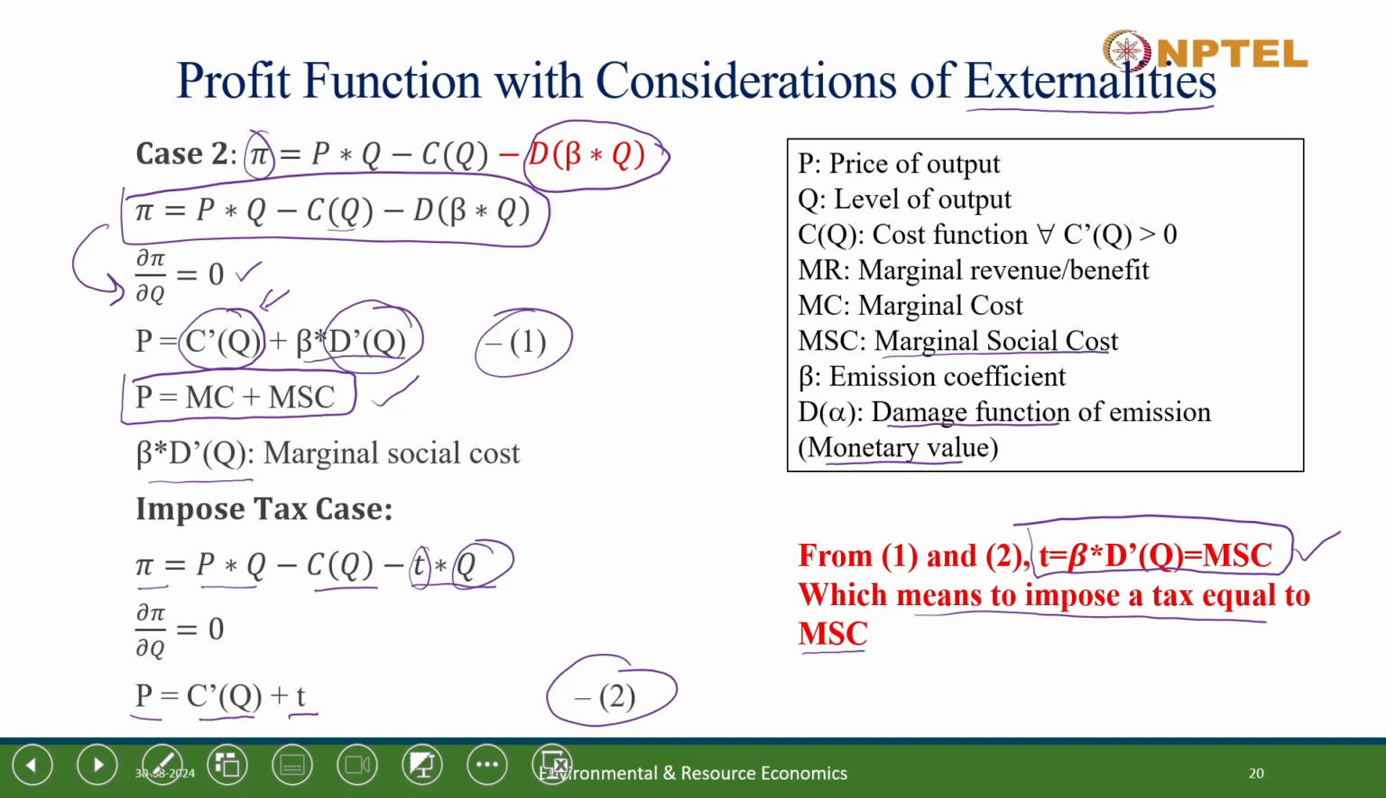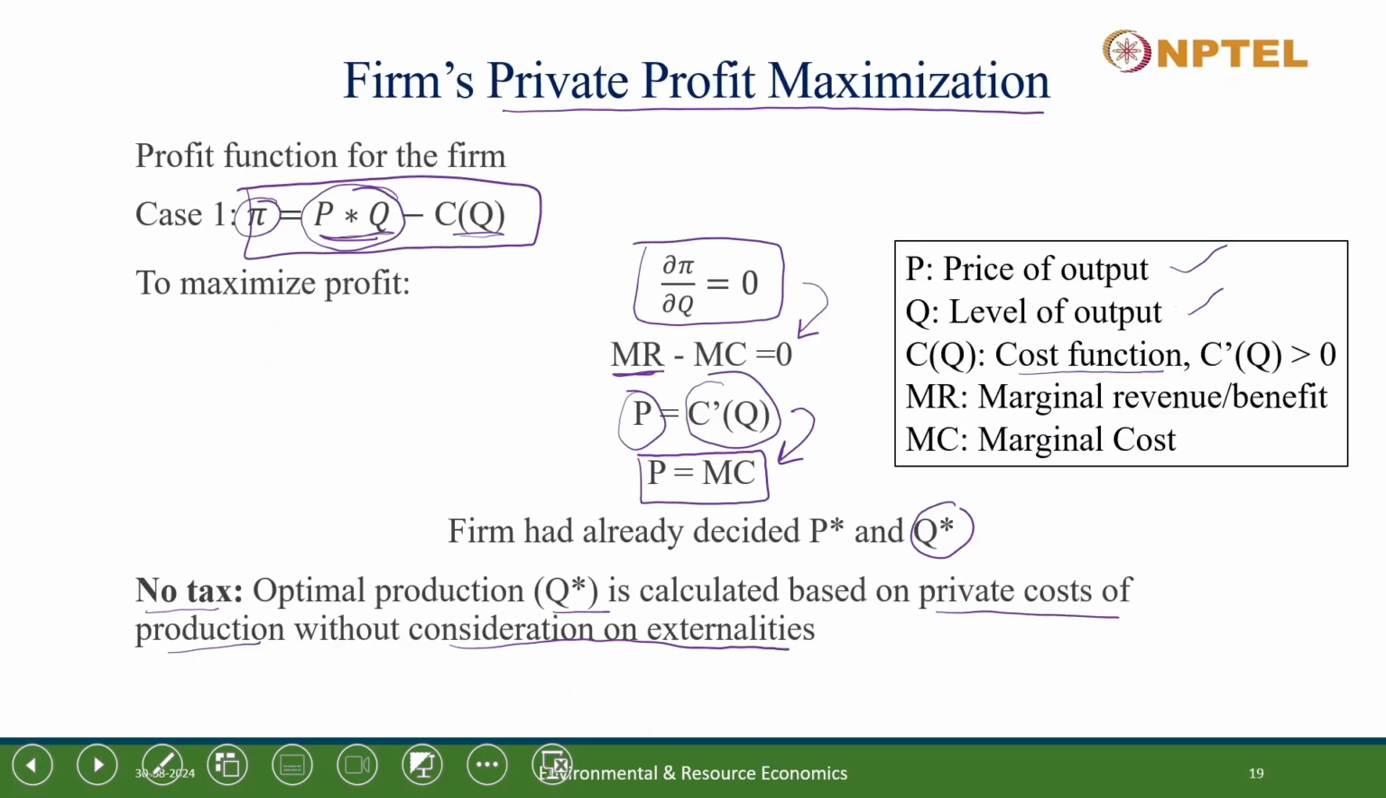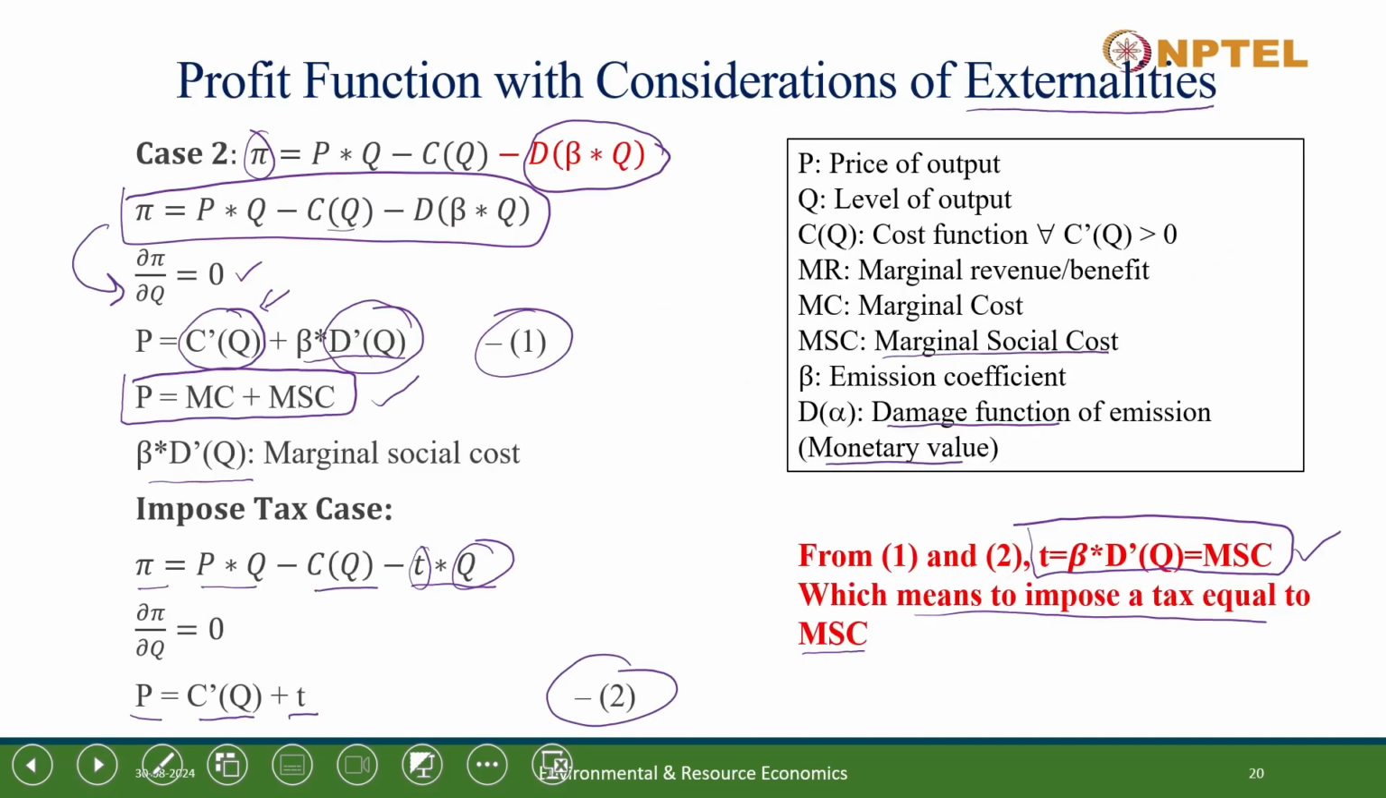Anyone have any question? From here, starting from private profit maximization, we internalized the externalities into the profit function, and then differentiated it to get the value of the tax amount which needs to be levied. That will be equal to the value of marginal social cost. Anyone have any question?